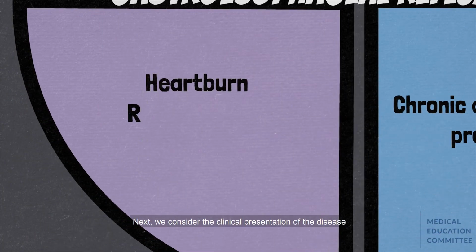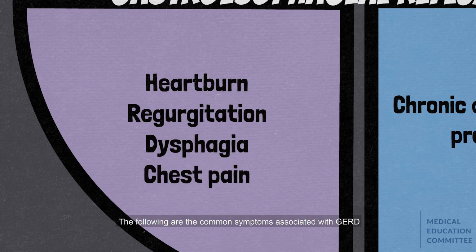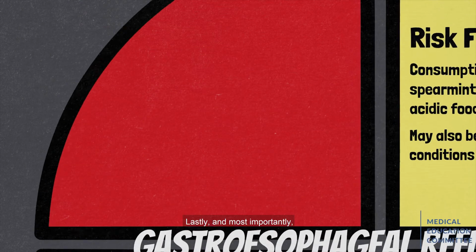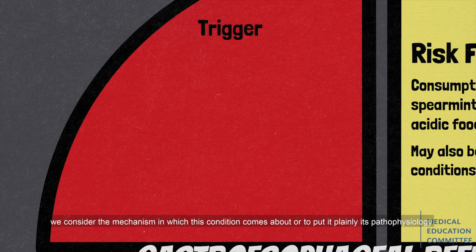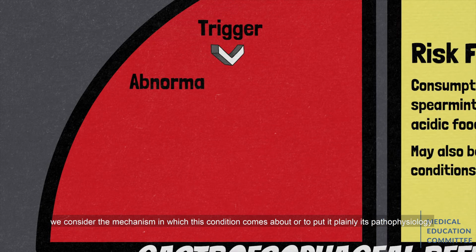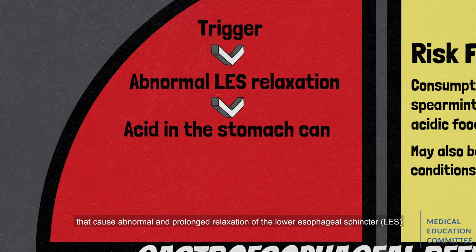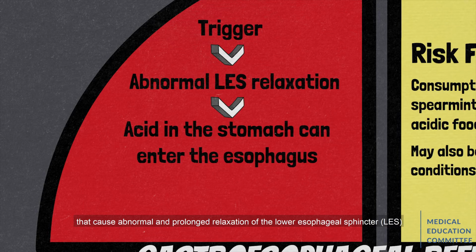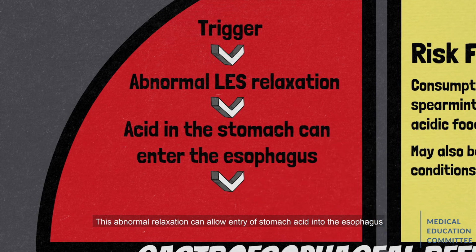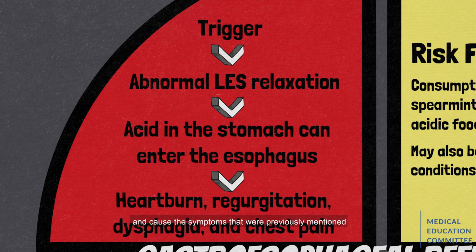Next, we consider the clinical presentation of the disease. The following are the common symptoms associated with GERD. Lastly, and most importantly, we consider the mechanism in which this condition comes about, or to put it plainly, its pathophysiology. For GERD, it is usually caused by a trigger such as food or drugs that cause abnormal and prolonged relaxation of the lower esophageal sphincter. This abnormal relaxation can allow entry of stomach acid into the esophagus and cause the symptoms that were previously mentioned.